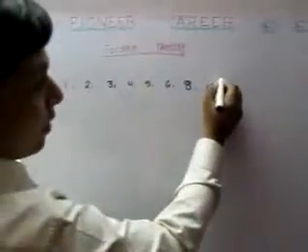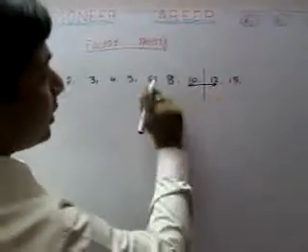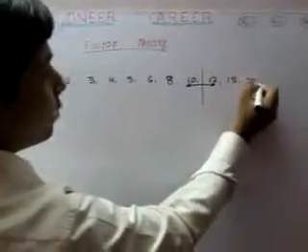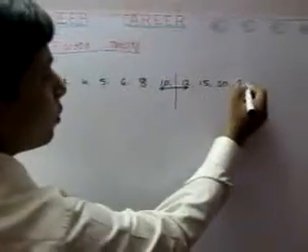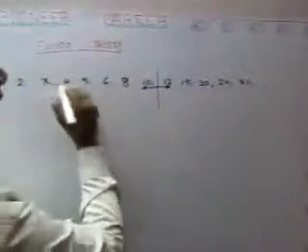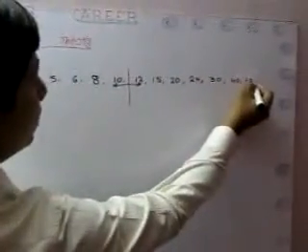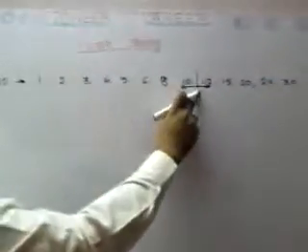That means the next factor is 8 into 15, 120. Then 6 into 20, 120. 5 into 24, 120. 4 into 30, 120. 3 into 40, 120. 2 into 60, 120. 1 into 120, 120. Hence in this way we can list down the factors.